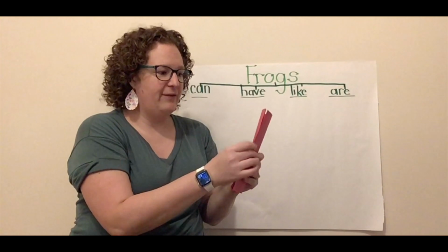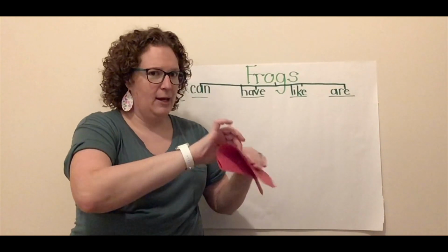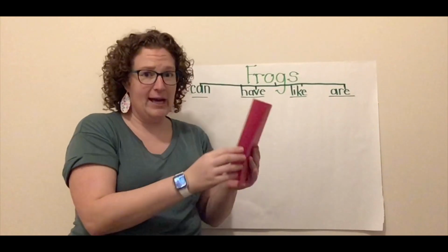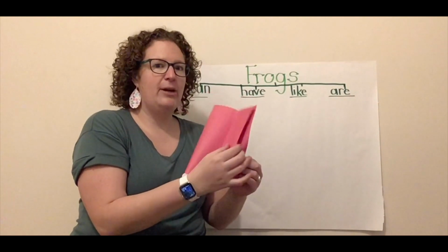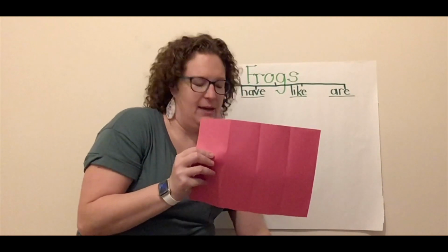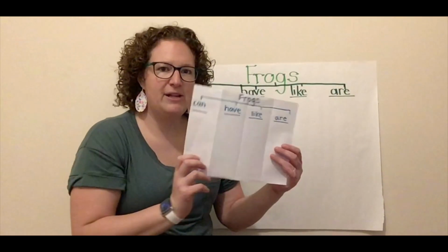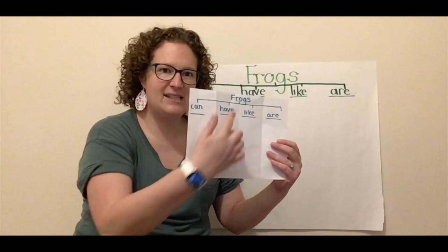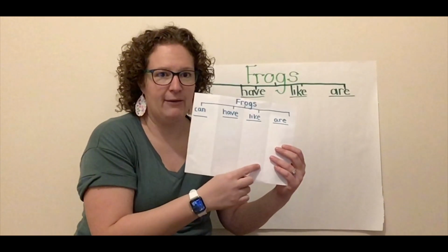And then you're going to fold it again, just because our tree map has 4 categories. And then when you open it up, you're going to have 4 spaces for your categories. And then I have my finished one over here, where I did my tree map, but I have nice columns to help me with my categories.